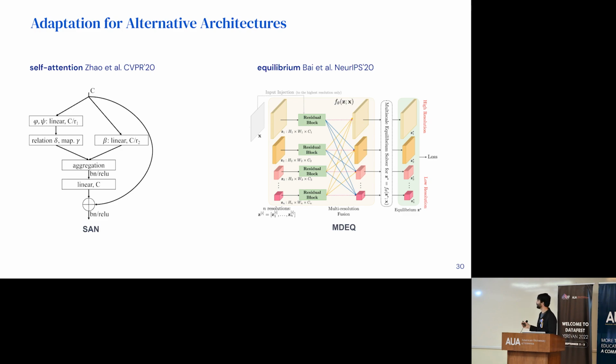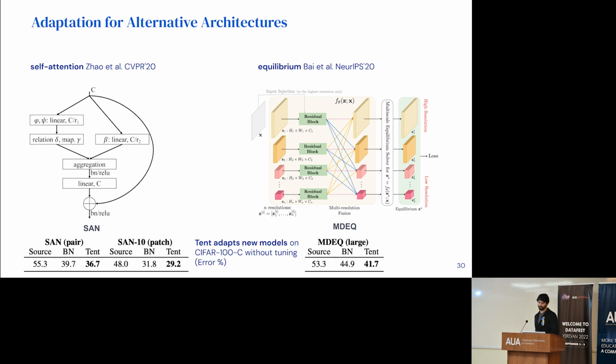And on the right is what's known as an equilibrium model that, rather than having many layers in a deep network, each one with its own parameters that it runs from beginning to end, actually has a single layer with the same parameters that it runs over and over, solving an optimization problem. So it's a very different type of network, right? But can we still adapt these with this tent method? And indeed, we can. If we compare the source model without adaptation to adaptation by normalization or tent, in every case, tent is achieving the least error, even on these more exotic models, which are architectures that weren't out there while we were developing the method, right?